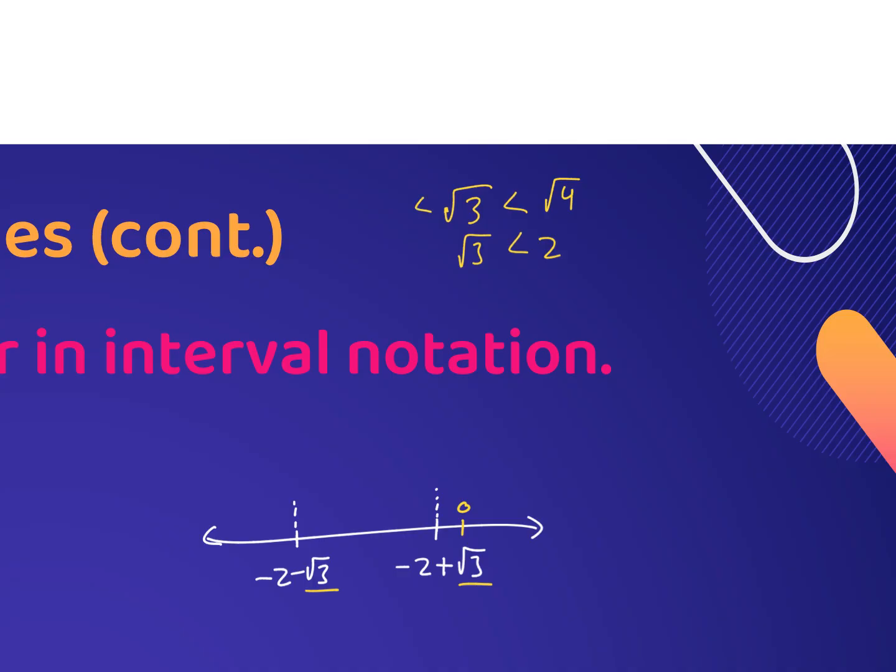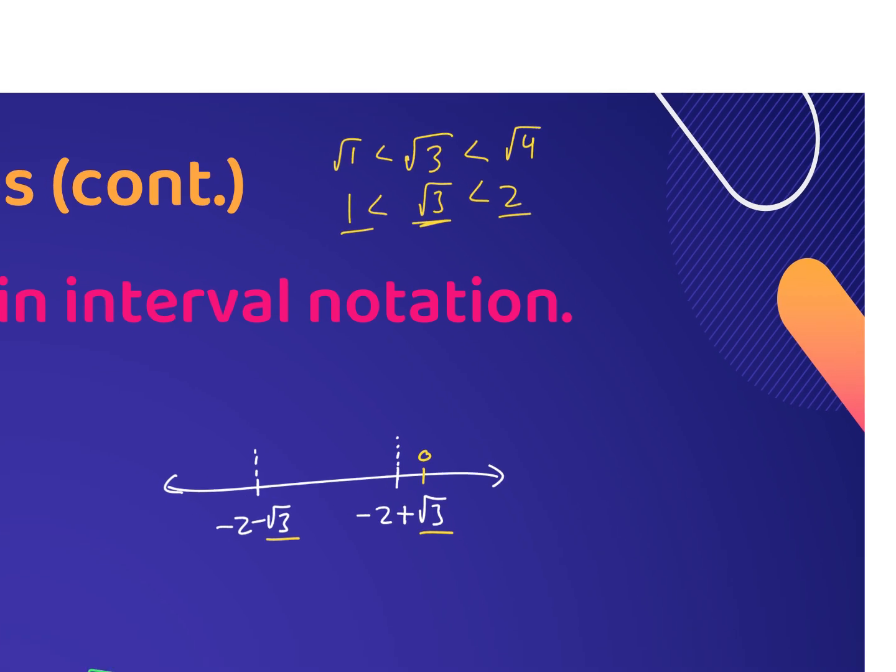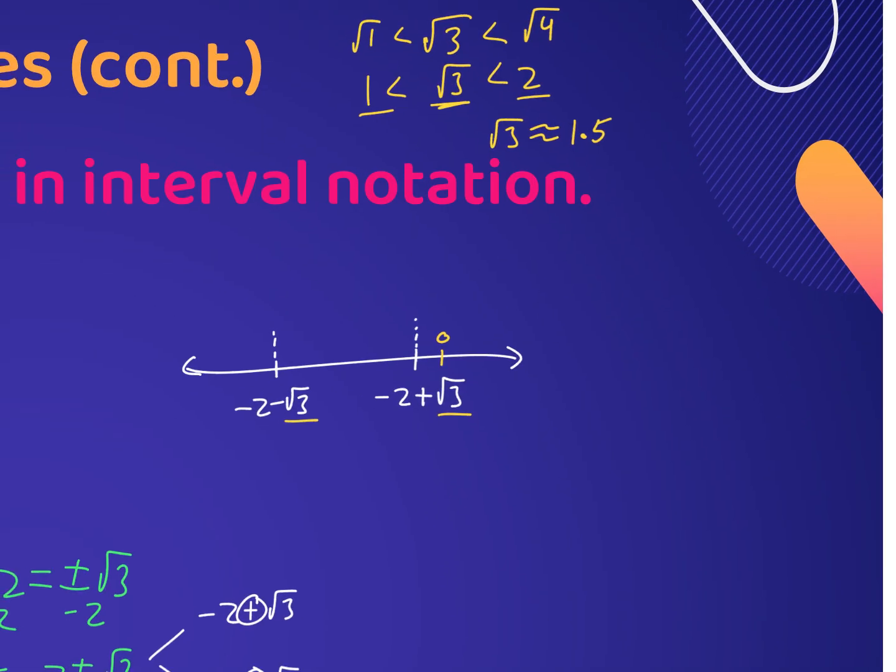I also know for sure that the square root of 3 is bigger than the square root of 1. Why did I pick the square root of 1? Because the square root of 1 is just 1. So I know that the square root of 3 is somewhere between 1 and 2. Let's just say, for example, that it's about 1.5. I know for sure that it isn't, but let's just say it's about 1.5. If I did negative 2 minus 1.5, that would get us minus 3.5. And if I did minus 2 plus 1.5, that would get us negative 0.5.